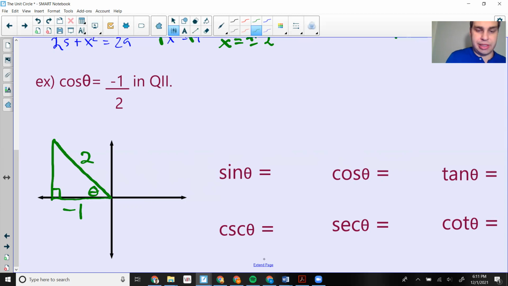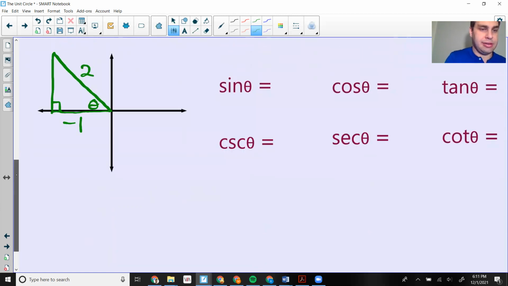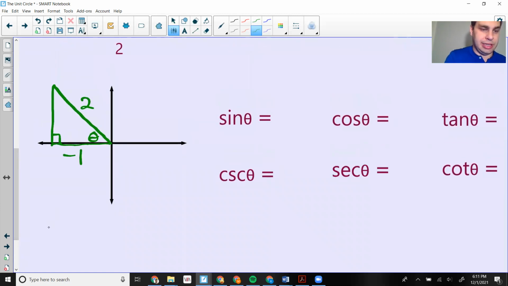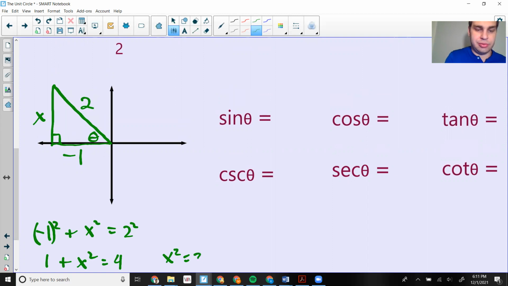So real quick, let's use the Pythagorean theorem to find our third side. Let's see here. We have (-1) squared, I better put that in parentheses, plus, I'll call this x squared equals 2 squared. This is 1 plus x squared equals 4. Subtract 1 on both sides, and x squared equals 3. So I think we're going to have the square root of 3 instead of x.